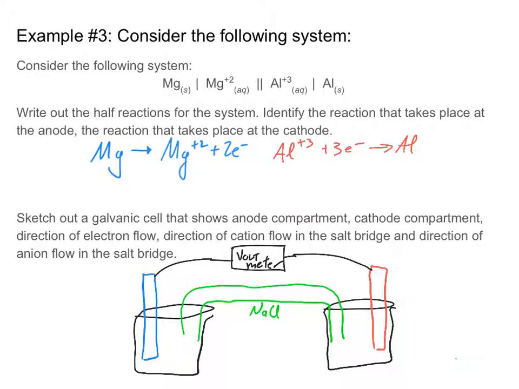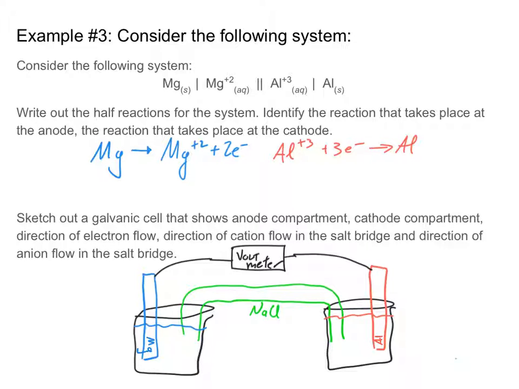Okay. And let's see, is there anything else I need to draw? Oh, I should probably draw some solution. So I'm going to draw a little bit of solution over here, and a little bit of solution over here. Okay, like that. Lots of fun. Now, we know that the cathode in this case is going to be aluminum based because that's this side of the reaction. So there's my aluminum. And we know that the anode is going to be magnesium based. So magnesium right there.